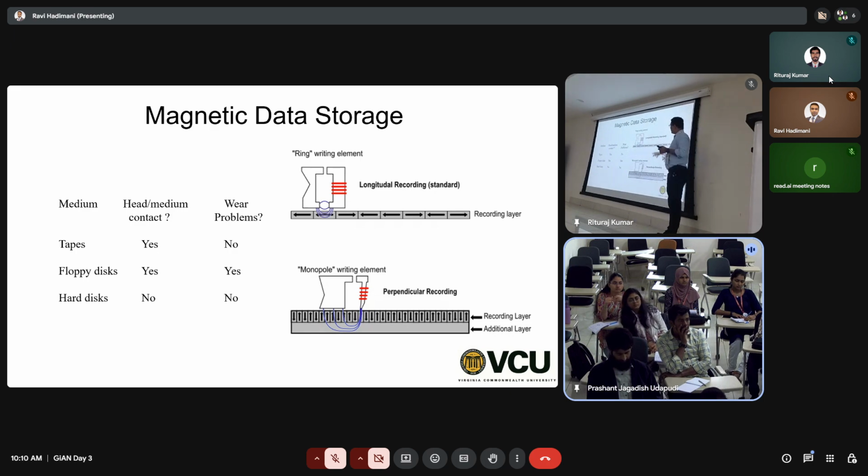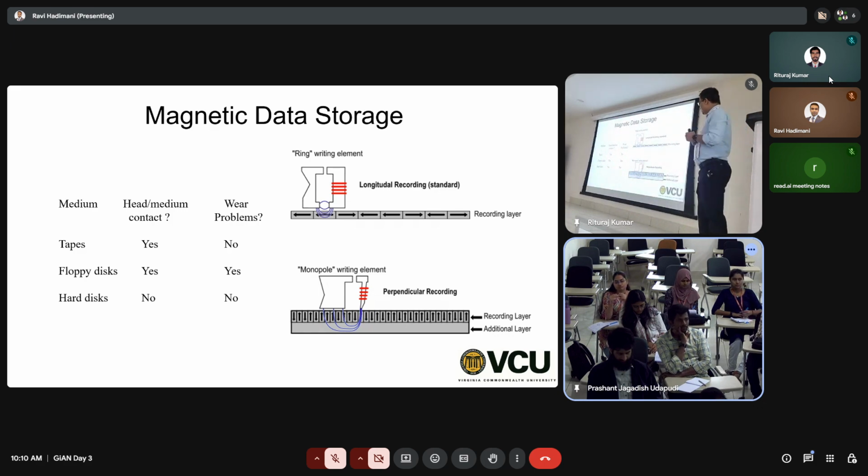Now, each of them, the media, has to have certain properties. It has to retain magnetization, and the write head should be able to apply large magnetic field, and the read head should be able to read any small magnetic field. So the sensitivity of the read head should be good. The write head should be powerful enough to write. The media should be robust enough to retain the information, right? That's what is needed for a magnetic data storage device.